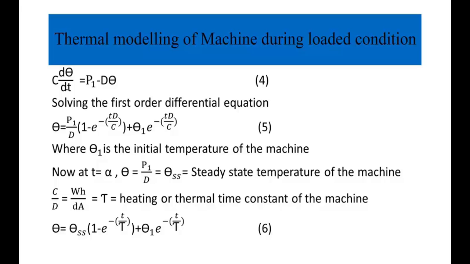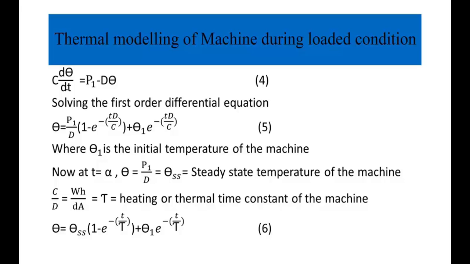Now C by D is equal to W H by D A, and the unit of this is second. C by D, with unit second, is represented as tau, and is also known as the heating or thermal time constant of the machine. So the expression of temperature during load condition can be written as theta is equal to theta SS into 1 minus e to the power minus t by tau, plus theta 1 into e to the power minus t by tau.